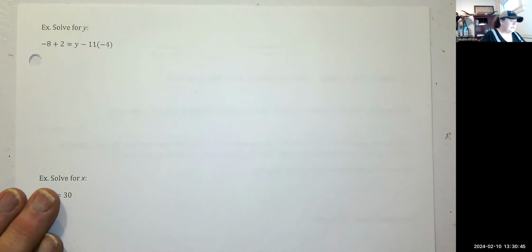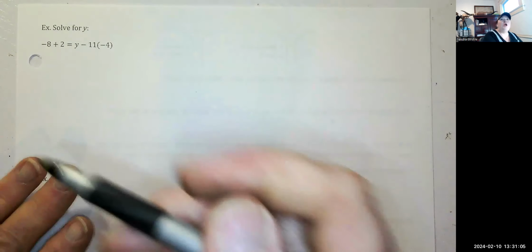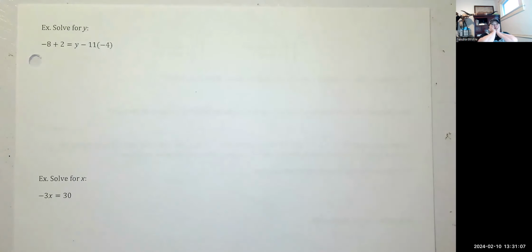All right, so we're going to solve for Y. I need a drink. I've got -8 plus 2 is equal to Y minus 11 times -4. It's cold, but it's beverage. Okay, let's play. All right, oh gosh.